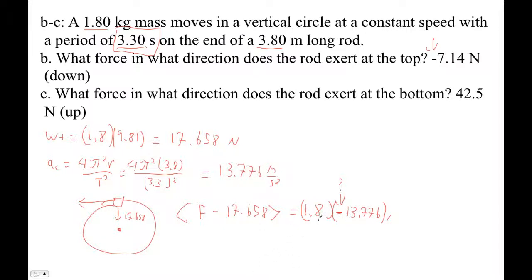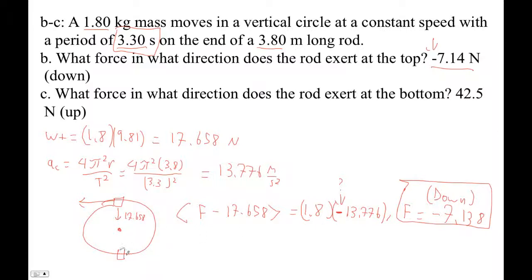Okay, so here we go. Now let's store that in A. And so I'm going to go 1.8 times negative A. Okay, and then I'm going to add this plus the weight. And I get that that force is negative 7.138 or something like that. So negative 7.14 newtons. This would be, of course, a downward force. And you do need to say that. I need you to say what it is. It's not enough to just say negative. Say that it's down.